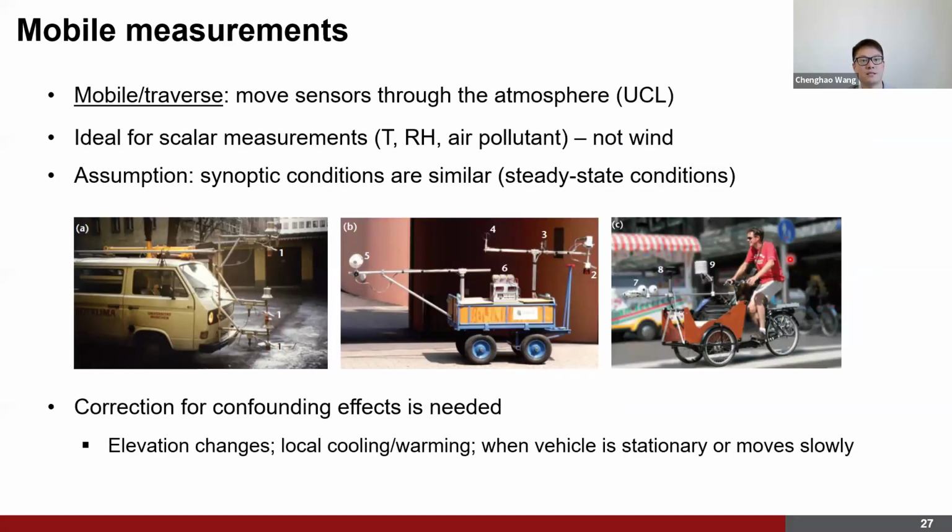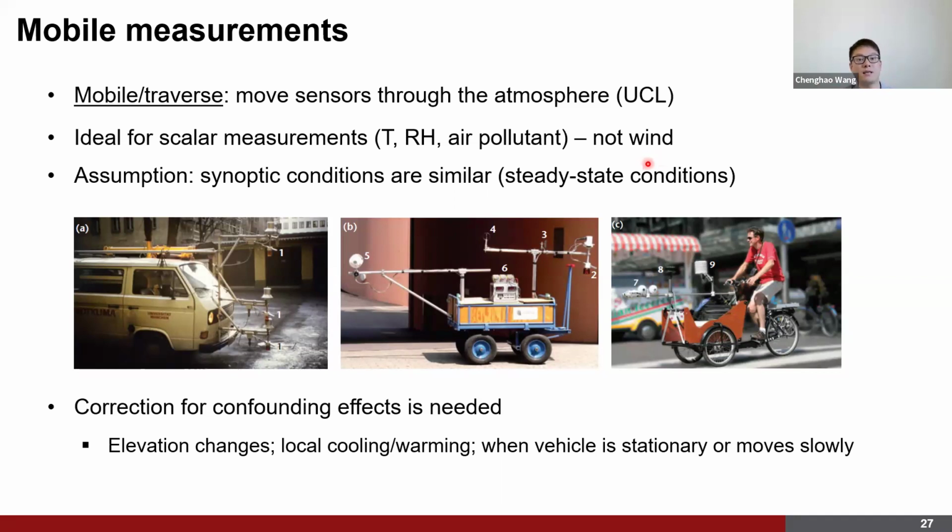So compared to these fixed station measurements, the central idea of mobile measurements is that we can move sensors through the atmosphere to get a sense of the spatial pattern. Mobile measurements are usually also called traverse measurements. We can use this to measure many variables, but wind is a no-go because the sensor is moving around all the time. So we are not measuring the actual wind speed. We actually have this compound effect from the movement of the sensor itself.